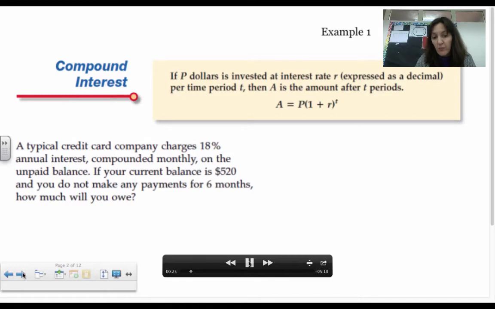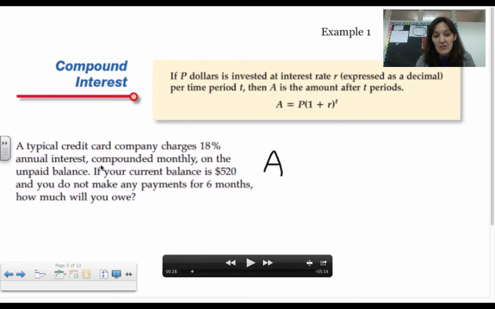In this problem, it says a typical credit card company charges 18% annual interest, compounded monthly on the unpaid balance. If your current balance is $520 and you do not make any payments for 6 months, how much will you owe? This particular problem uses this formula up here: A equals P times (1 plus r) to the t, where P is the principal, r is the rate, and t is the time.